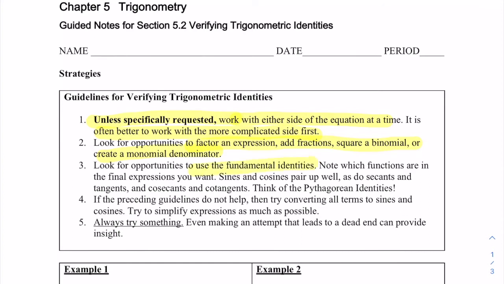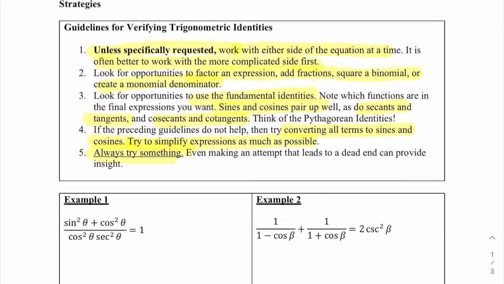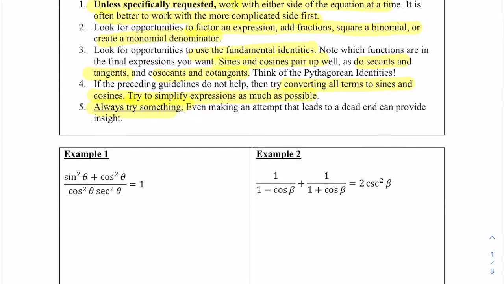Whenever possible, try to use those fundamental identities. And thinking of the Pythagorean identities, you can pair up sines and cosines, secants and tangents, cosecants and cotangents. So whenever possible, use those identities. If nothing else works, try converting all the terms to sines and cosines, and then simplify from there. So whatever you do, always try something. These are definitely not going to be easy. Some may be easy, but some may not. So if you get to a dead end with the proof, just try something else. It always helps to go back and redo those proofs.